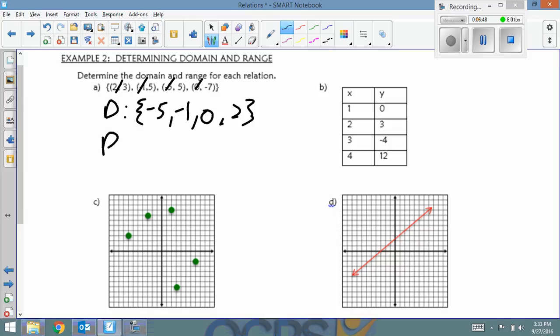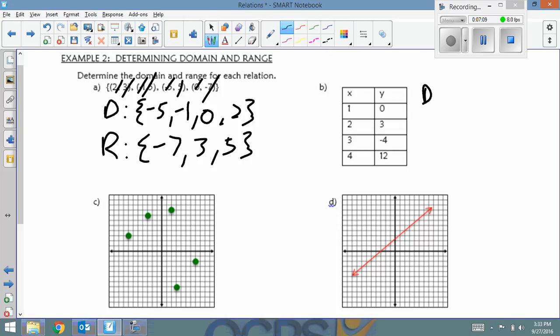Okay, range is the same thing, but this time we're going to do our Y values. So we're going to go smallest, which is negative 7. Next smallest is 3. And then we have 5, but because 5 is written twice, we only have to write it once.